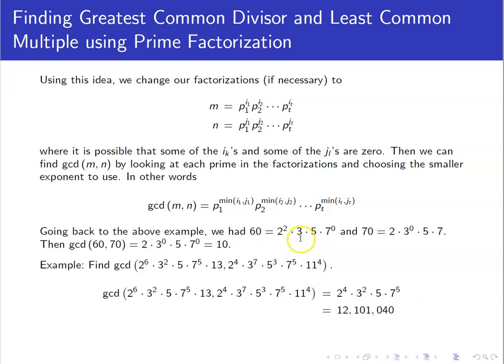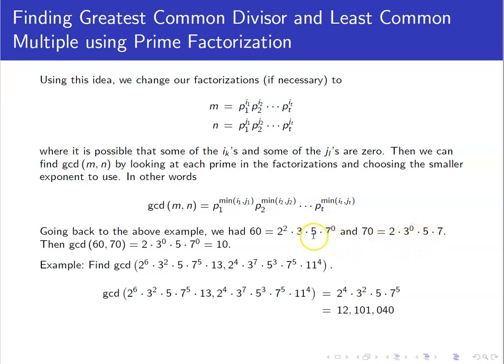Looking at the second prime, 3 in this case, I have a 3 to the first for 60, but a 3 to the 0 for 70. So I really don't have a 3 that divides both numbers. So I'm going to use the 3 to the 0 because that's the biggest power of 3 that divides both of them.